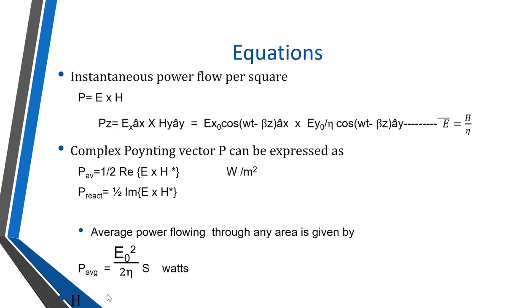And if I want to find the average, then I have to integrate that equation over time period t. So instead of that, on an average, we can write E naught square divided by 2 times eta. And this E cross H gives the density. It is power per unit area. So if I want only power in watts, then I have to multiply it by area S. So average power is given by E naught square upon 2 eta into S. S is area in meter square.